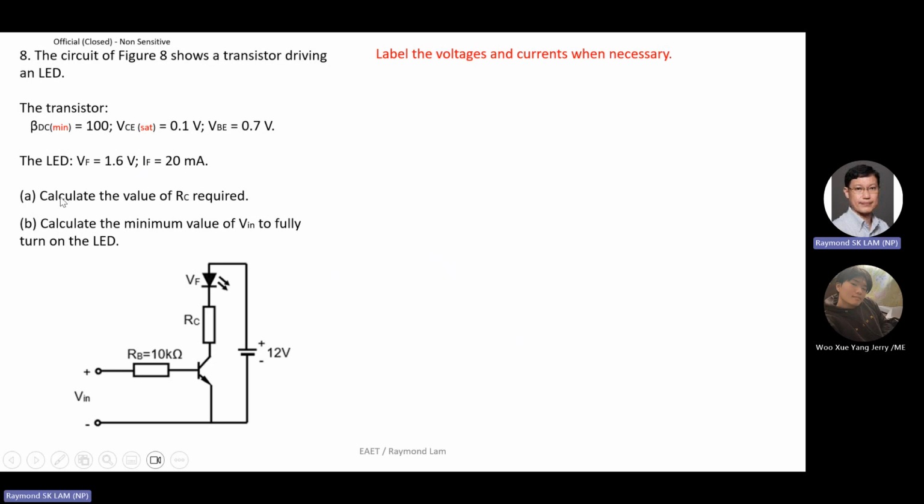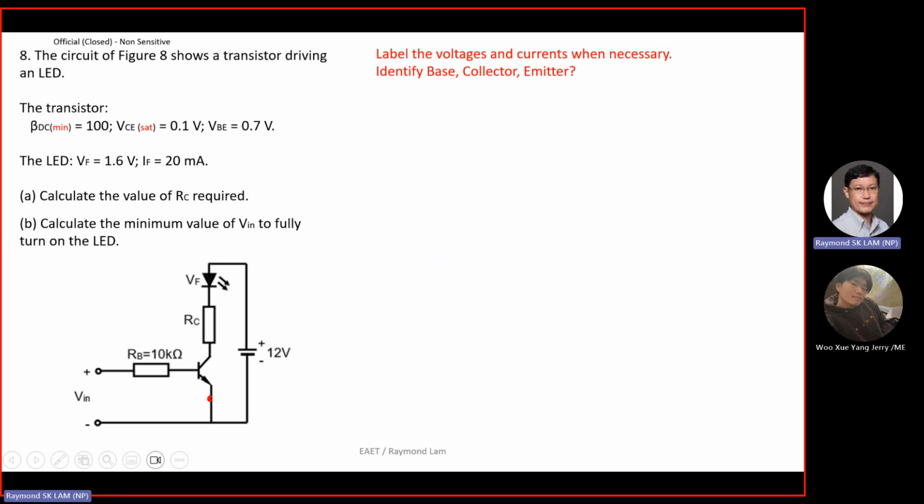That's why it asks you to calculate the value of RC to turn on the LED. Basically, it means that you want the LED to turn on when the transistor is switched on. So you need to identify base, collector, and emitter. Can you tell me this one is called what?